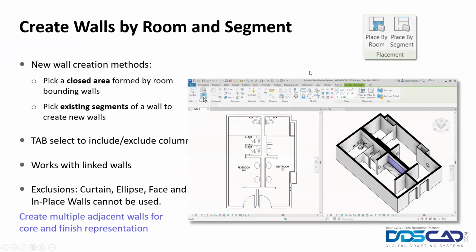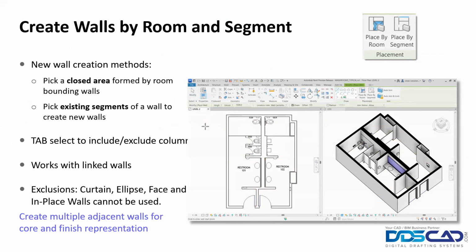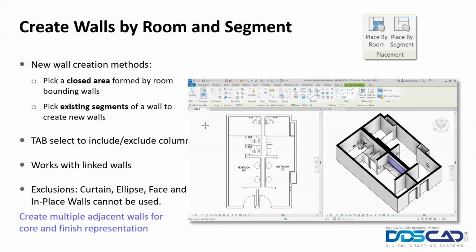Create walls by room and segments. This has been a really nice addition, okay? But there are some things that you need to be aware of, which is much easier for me to show you in the actual demonstration than it would be for me to explain it here. So please understand, exclusions are curtain walls, ellipses, faces, and in-place walls cannot be used.